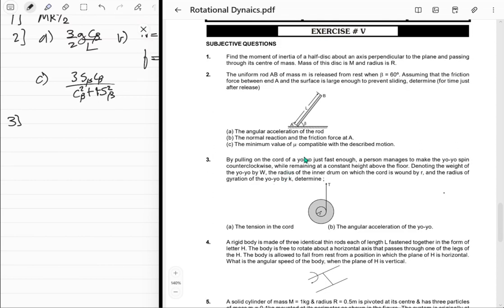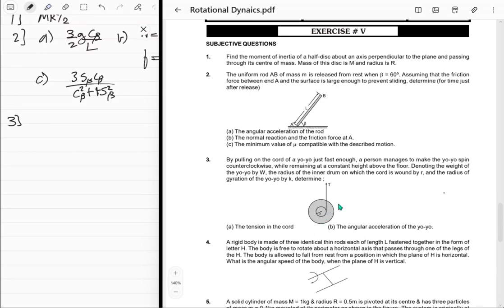By pulling on the cord of a yo-yo just fast enough, a person manages to make the yo-yo spin counterclockwise while remaining at a constant height above the floor. Wait, what? Constant height above the floor. So its y coordinate is not changing. Denote T. In that case, the force on this should be equal to mg, right? So T is equal to mg.